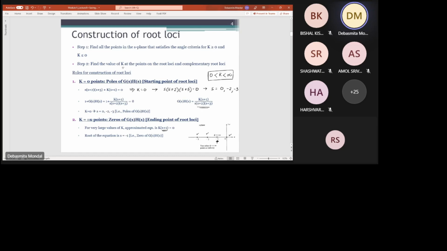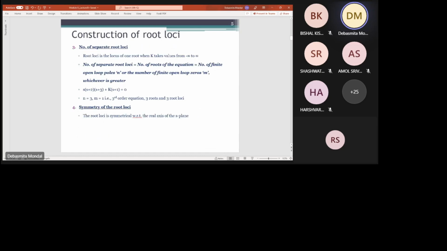Okay, so the first step is to find out the k equals to 0 points, which are nothing but the poles of the open loop transfer function. The k equals to infinity points are the zeros of the open loop transfer function. Then we want to find out the number of separate root locus which are present. As we already know, root locus is the locus that one root takes when k is varied from 0 to infinity. Since we are talking only about root locus, not the complementary root locus, the value of k ranges from 0 to infinity.